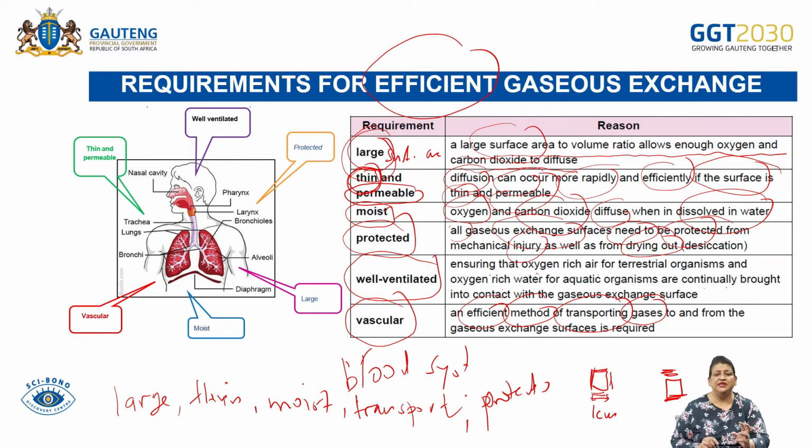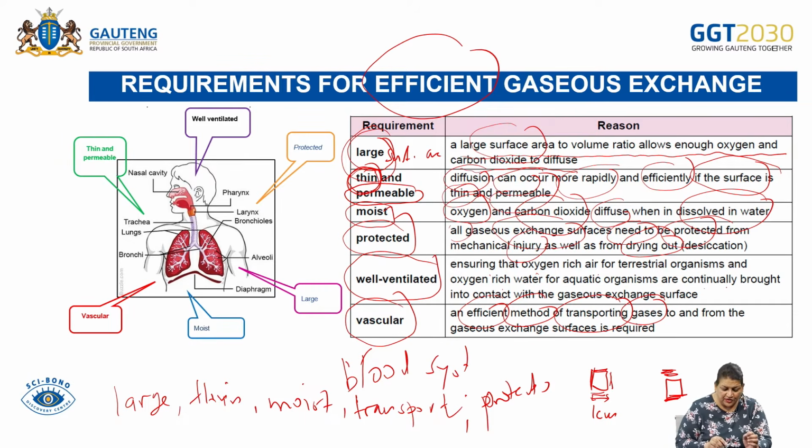Well ventilated means there must be a way in which air can come in and out. But the 5 requirements are: a large surface area, and it must be thin, for gases to diffuse. It must be moist for gases to enter in a dissolved form. It must have a blood capillary for the transport of gases, and it must be well protected so that the surface does not dry out and does not get damaged due to mechanical injury.